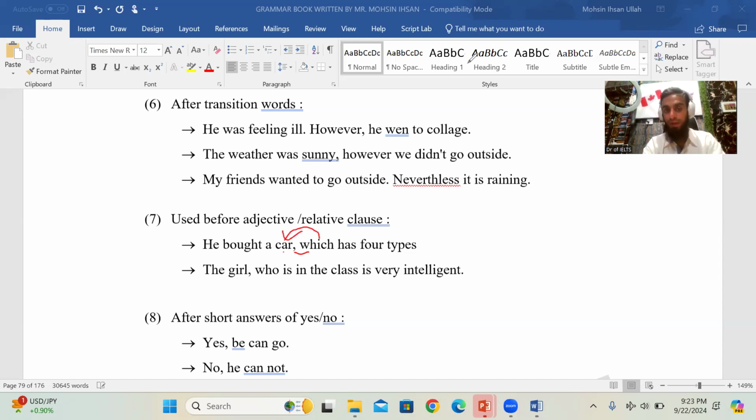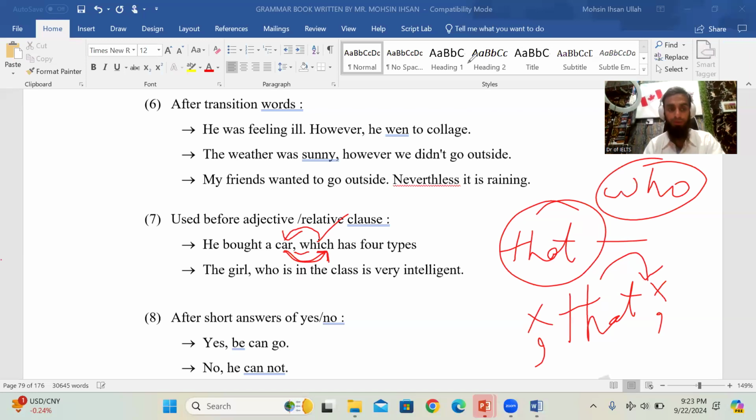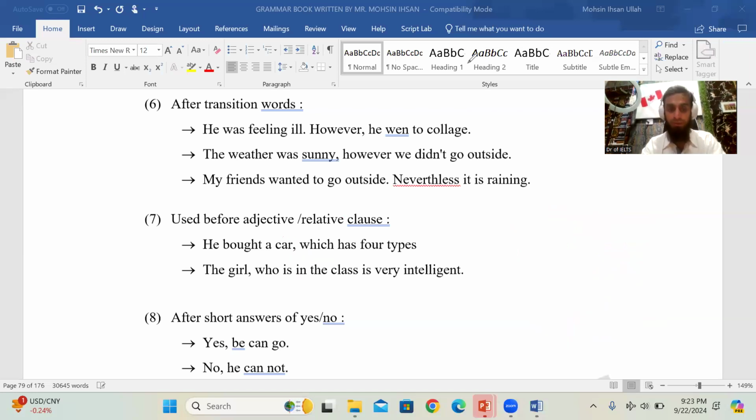Simple strategy: when after a noun we use which, after a noun we use that. Sorry, not that. For that, actually, that sometimes becomes the noun clause. But whenever this happens, you have to keep in mind that before that and after that there is no comma. So after which, after who, these two words you can use a comma, right? Before that and after that there is no comma.